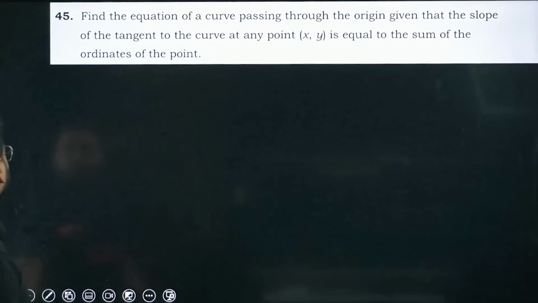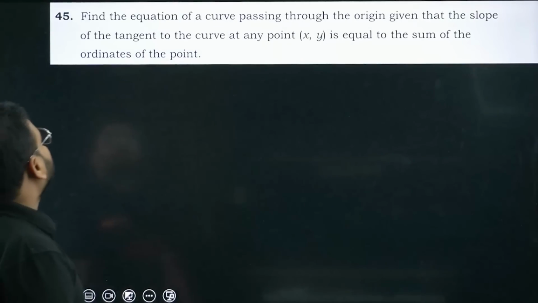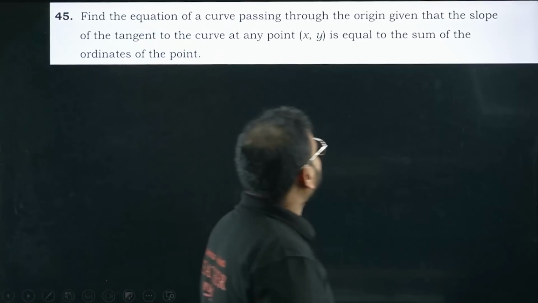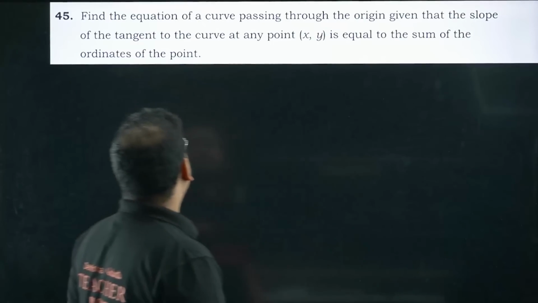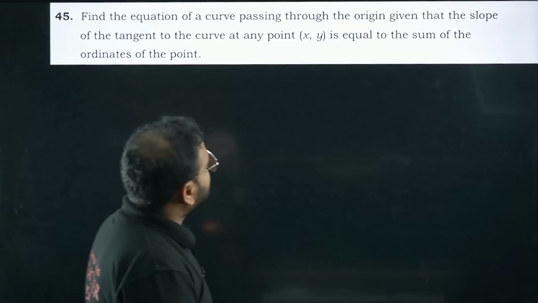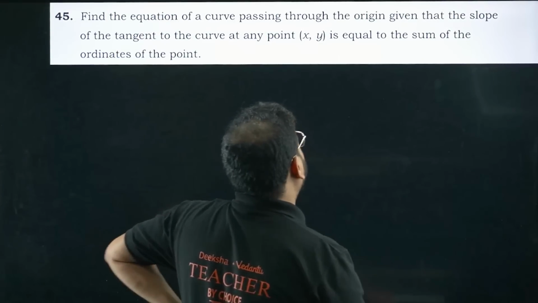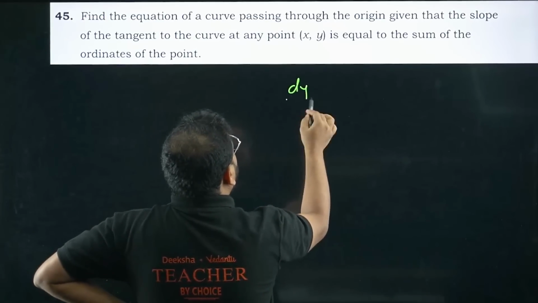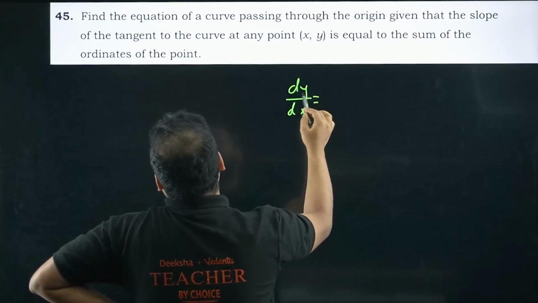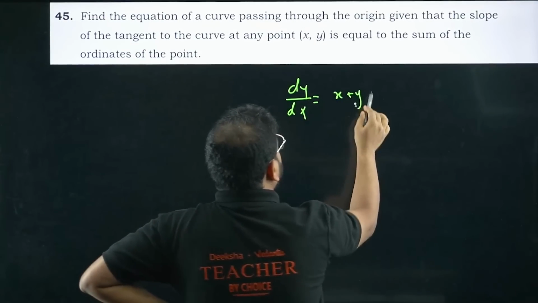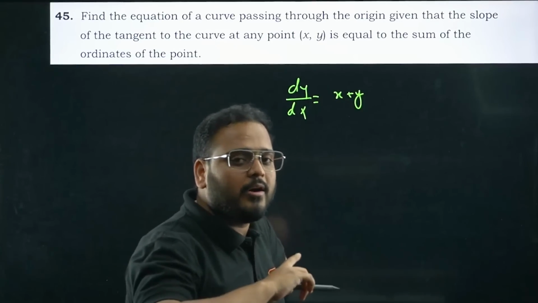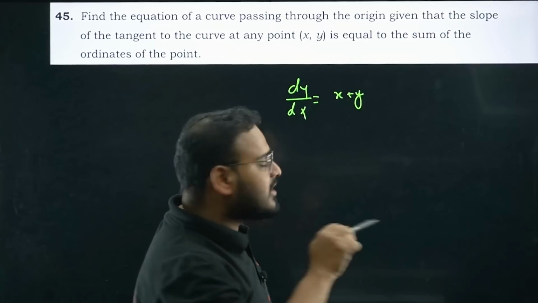Chaliye, 44th is done. Moving on to 45th now. Find the equation of a curve passing through the origin, given that the slope of the tangent of the curve at any point is equal to the sum of the coordinates. So basically x plus y. We get an LDE from here, a linear differential equation.